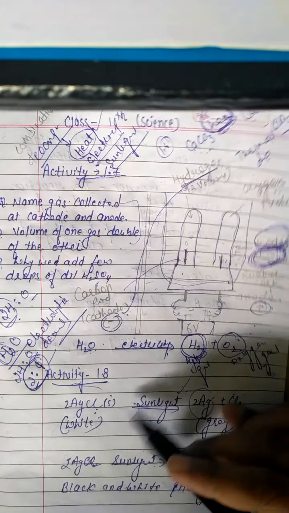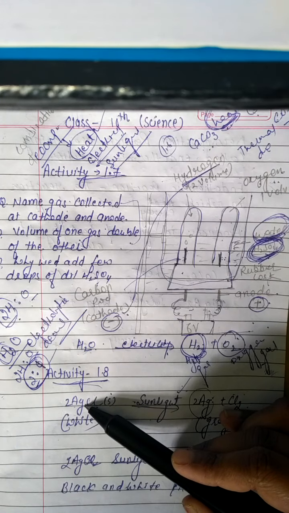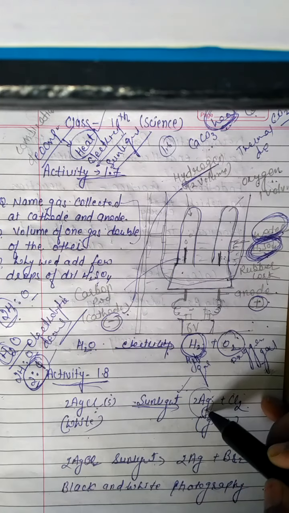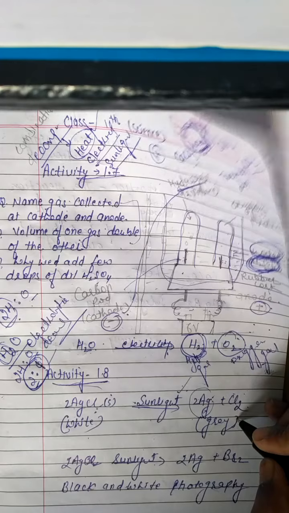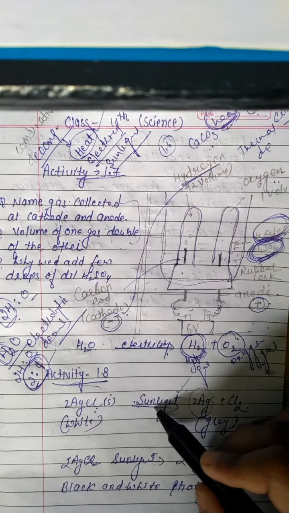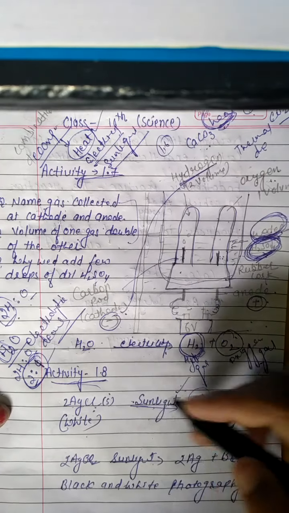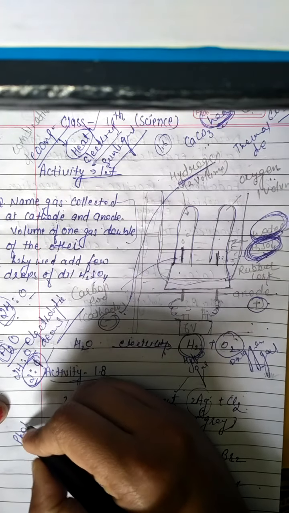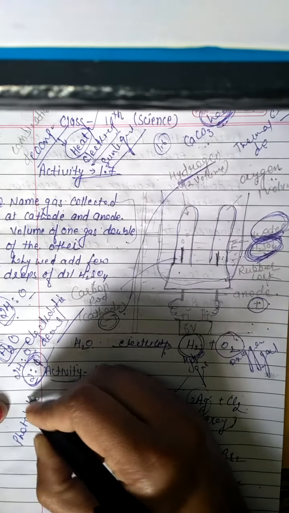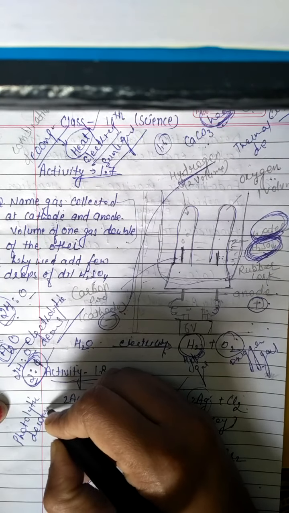Firstly, the color of silver chloride is white. After the reaction, the silver chloride becomes grey. And this reaction takes place in the presence of sunlight. So that's why it is the example of a photolytic decomposition.